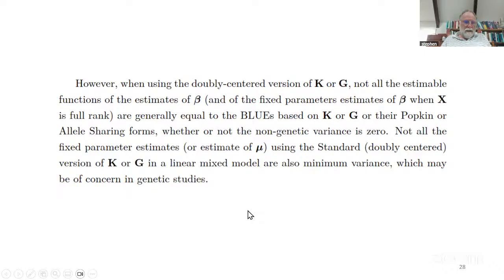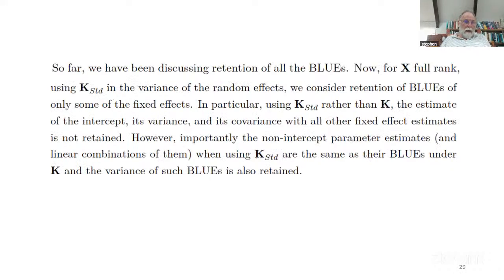It also turns out that we can also get the variance of the BLUEs for the slope, the correct variance of the BLUEs for the slope. So what we've got is random effects. The random effects use K, and if we use K standard, we can retain the same BLUE for the slope and the variance of the BLUE of the slope, but the parameter estimate for the intercept is wrong.